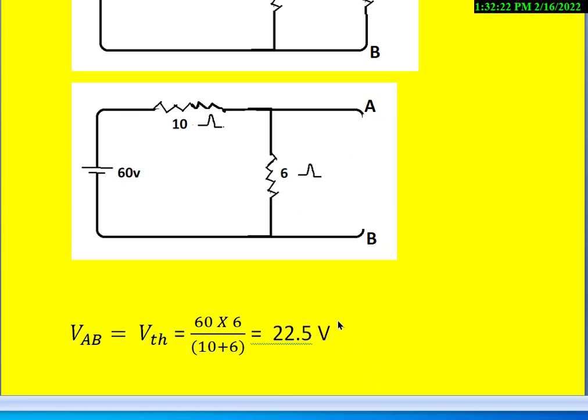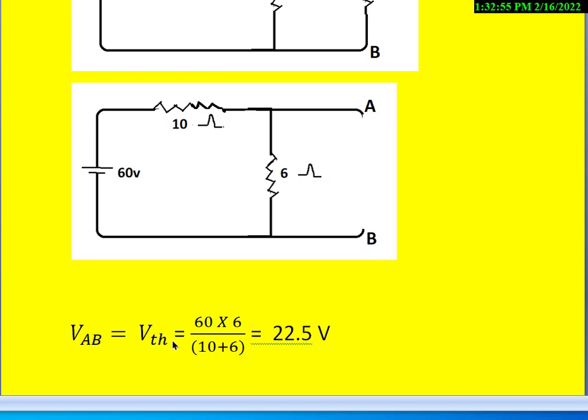The next step is find out what is the voltage across the terminals A and B. That is, 6 ohms is connected between A and B. This is A terminal, this is B terminal. And this is a simple series circuit. So if you find the voltage across the 6 ohms, that will become the open circuit voltage across A and B, and that is called the Thevenin's voltage, and we also call that as VAB.